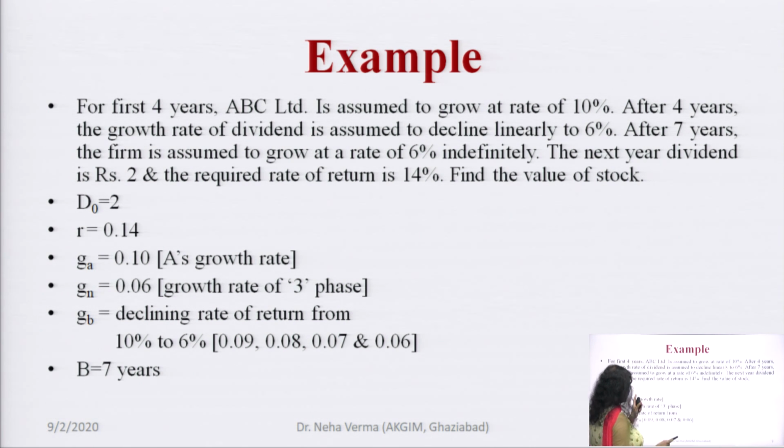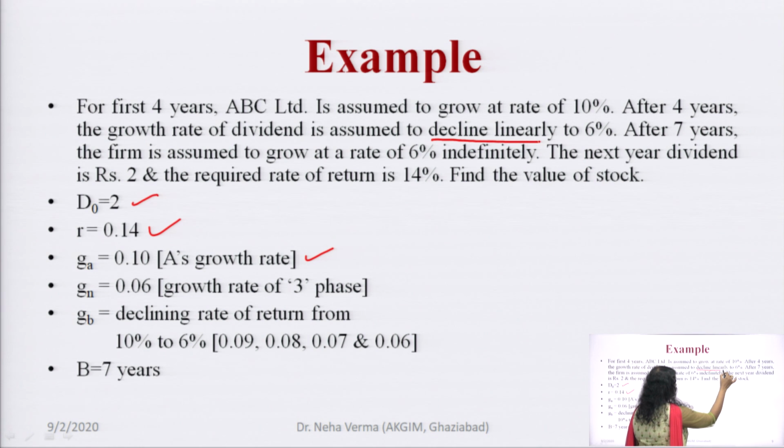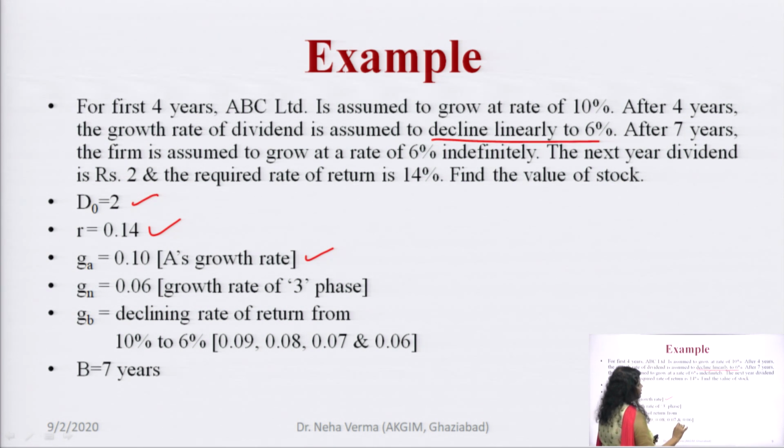Again we will make out the same thing while solving the question. We will extract the values which have been given to us. So these are the values given: D1 is 2, r is 0.14, gA, where A is the growth rate of phase 1, is given as 0.10. Then gN, the growth rate of phase 3, is given as 0.06. Then gB, the growth rate of the second phase, which has a linear decline. I am repeating, just pay attention to the words linear decline. There is a decline of the growth rate from 10% to 6%, and the decline is linear in nature.